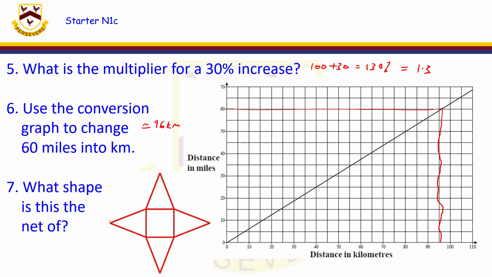This shape is a square-based pyramid. Good. Now we can rag rate the 7 questions. So hit pause, make your corrections and rag your work. Once you're ready, hit play again, and we're going to look at finding the lowest common multiple.